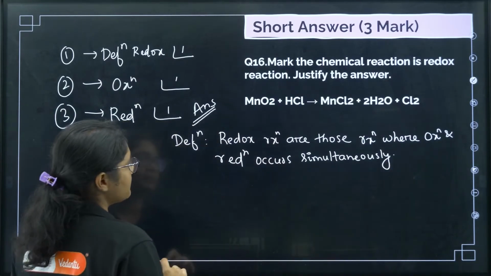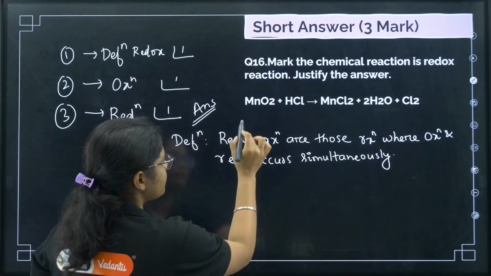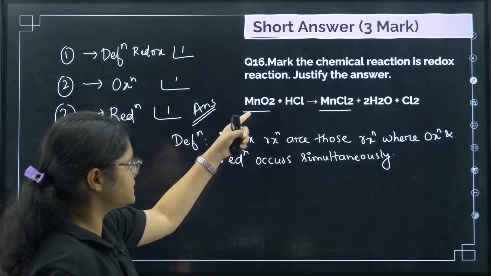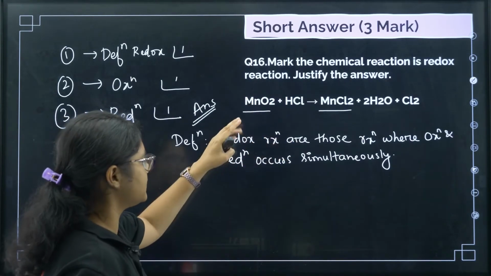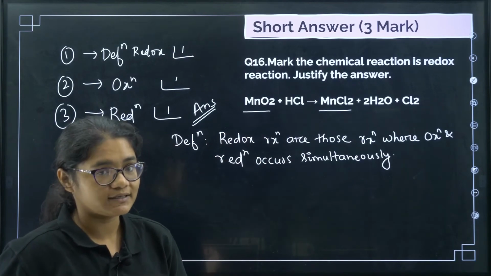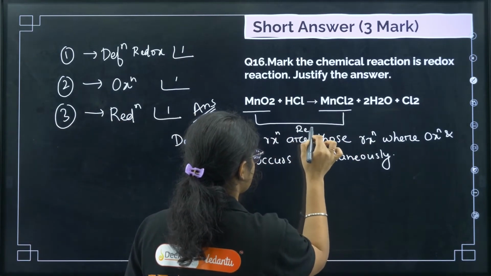Okay, now coming to this one, here if I see, from MnO2 to MnCl2, what has been done? Oxygen has been removed, right? If you can see, oxygen has been removed from MnO2. Removal of oxygen is what? Reduction. So I can say that here to here is reduction, right?